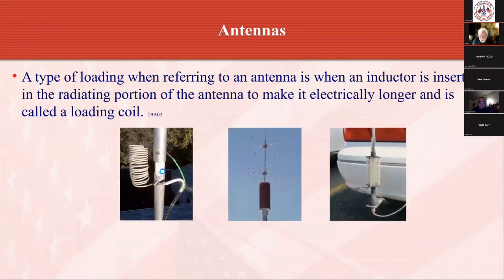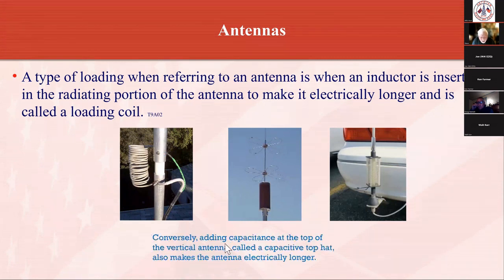And it kind of makes sense. You have the antenna and you add electrical length to it with this coil. This is called a loading coil. And here are our loading coils. Again, this is done because you can't make the antenna as long as you'd like to physically. So you add a loading coil to make it electrically a quarter wavelength or whatever length you need.